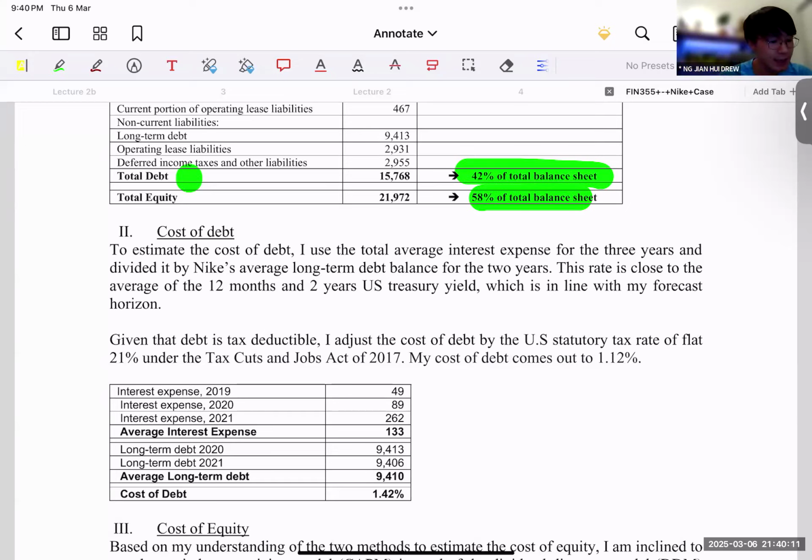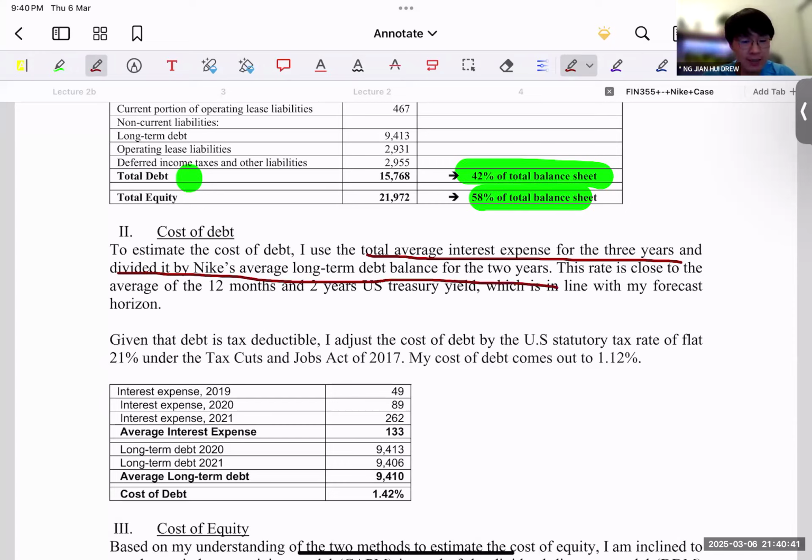Okay. The next thing, to estimate the cost of debt. In this case, I use the total average interest expense. This is very common. Use the total average interest expense for the 3 years divided by the average long-term debt for two years.